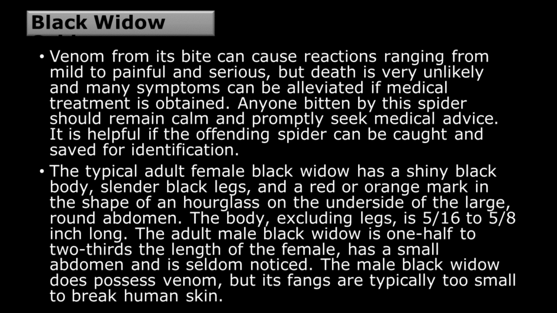The typical adult female black widow has a shiny black body, slender black legs, and a red or orange mark in the shape of an hourglass on the underside of the large round abdomen. The body, excluding legs, is 5/16 to 5/8 inch long. The adult male widow is 1/2 to 2/3 the length of the female, has a small abdomen, and is seldom noticed. The male black widow does possess venom, but its fangs are typically too small to break human skin.